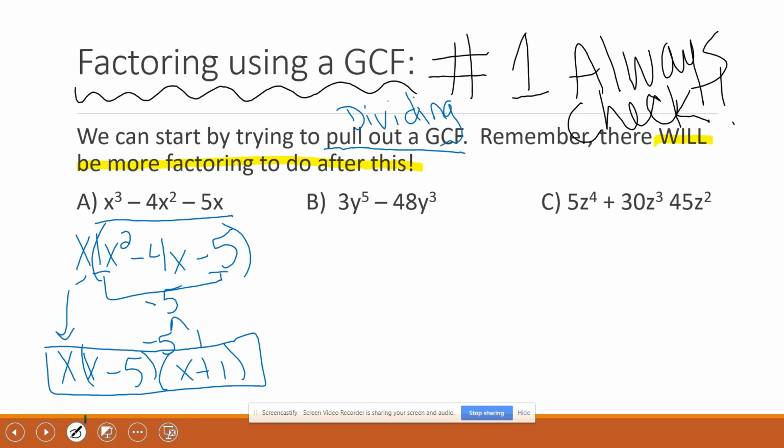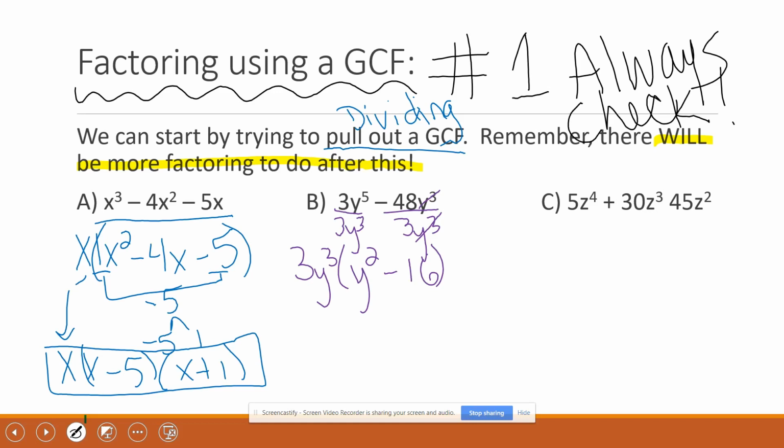Example B, again, starting with our greatest common factor. I'm going to pull out 3y to the third from both of these. So 3y to the third on the outside. On the inside, that leaves us with y squared minus, our y to the third simplifies out, and 48 divided by 3 is 16. But wait, there's more.